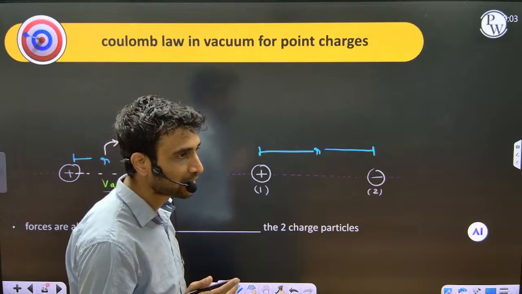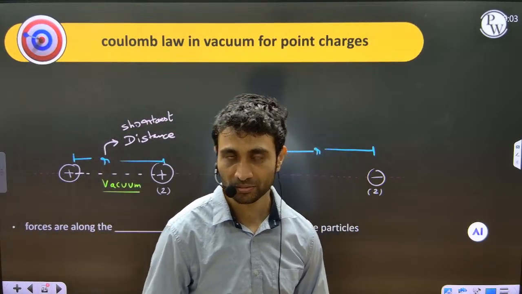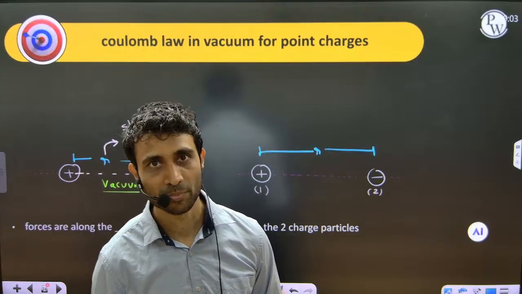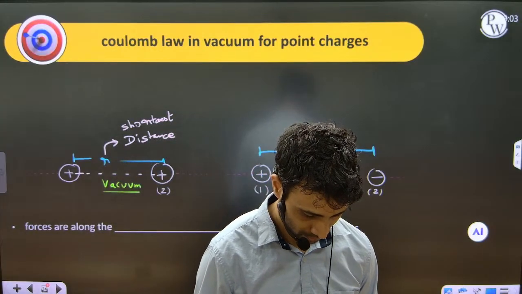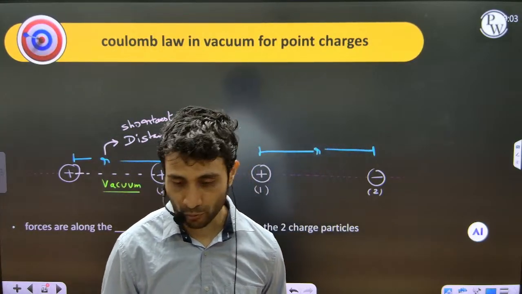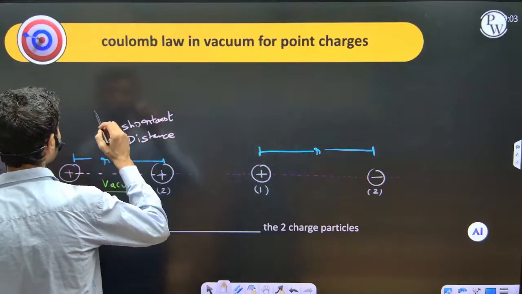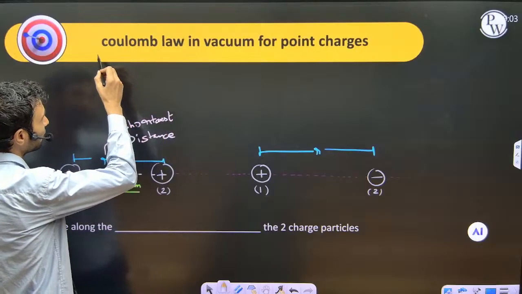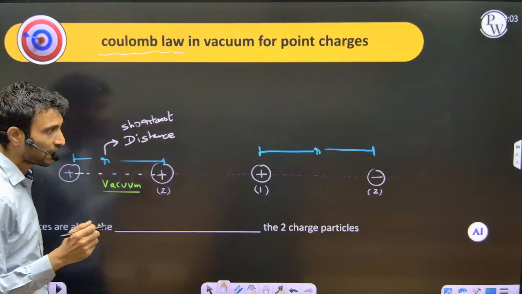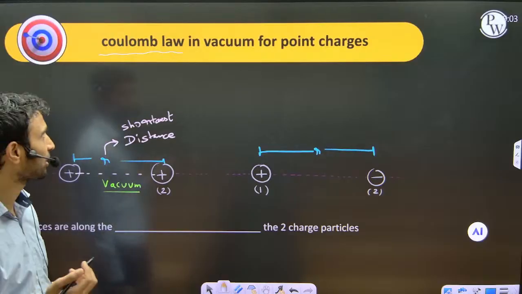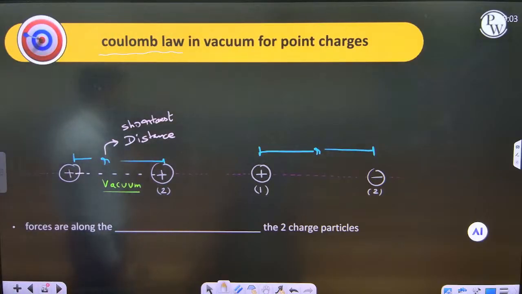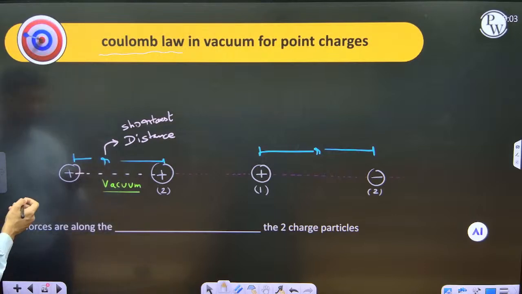So till now we know that repulsive force acts and attractive force acts. We know forces act, but we do not know how much. How much force acts, the amount of force, the magnitude of force, is given by Coulomb's law. Magnitude and direction of force is given by Coulomb's law. And that's what we're going to study here.